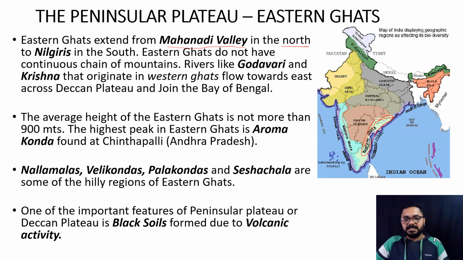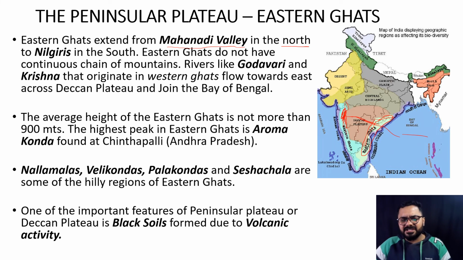Most of the rivers like Godavari and Krishna originate in the Western Ghats and flow towards the Eastern Ghats, and they finally merge into the Bay of Bengal. Most of the rivers that originate in the Western Ghats, here in this region, flow towards the Eastern Ghats, and finally they merge into the Bay of Bengal.